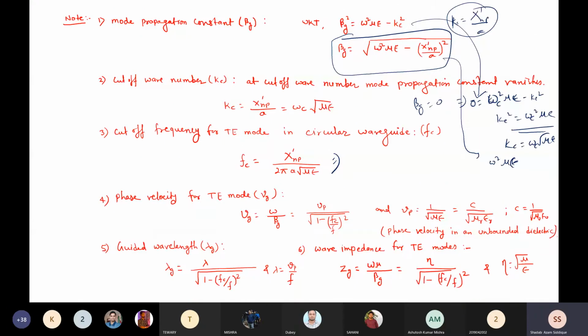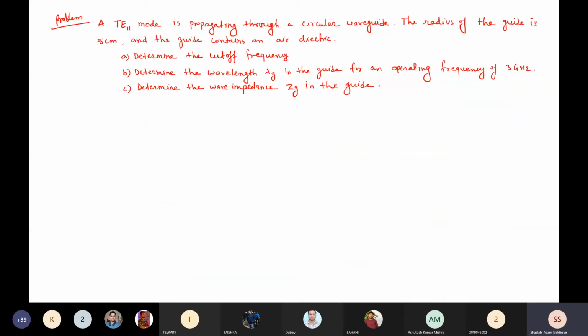Now these are the different definitions, or you can say different formulas, which are there for the circular waveguide and which can be used while solving the problem. Okay, so with this, we'll start today's class.